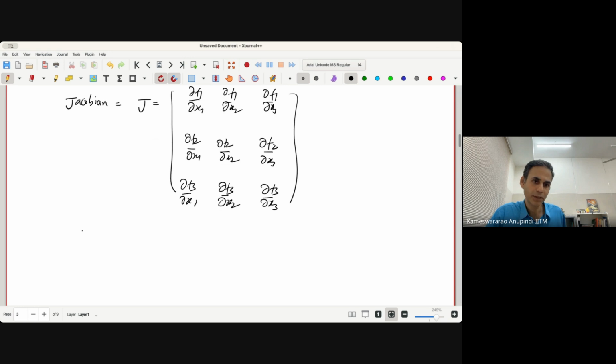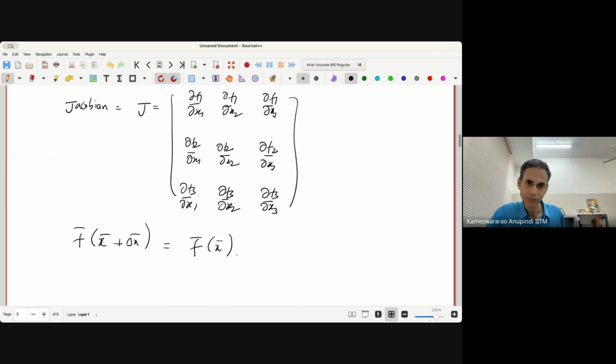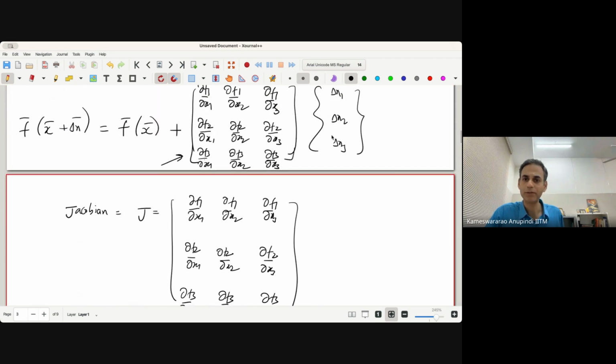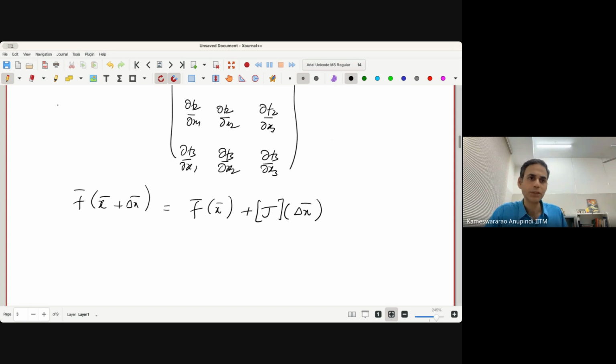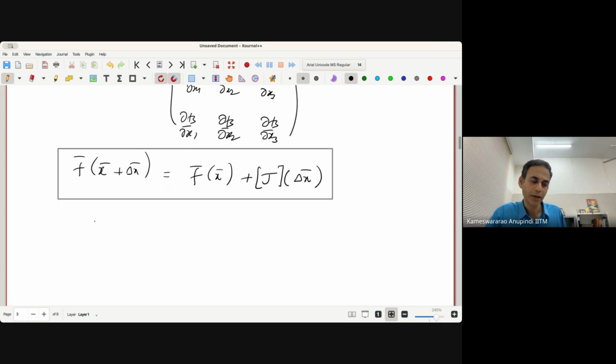Then I can simplify this equation as f bar of x bar plus delta x bar on the left hand side equals f bar of x bar, that's what I have, plus J times delta x bar, right? So J is a matrix times delta x bar. Delta x bar is a vector, right? That's what I have here. So this is J times delta x bar. So this is the equation I got for my Taylor series expansion.